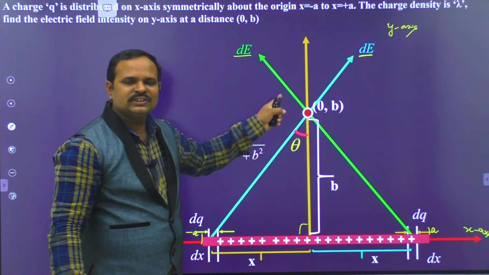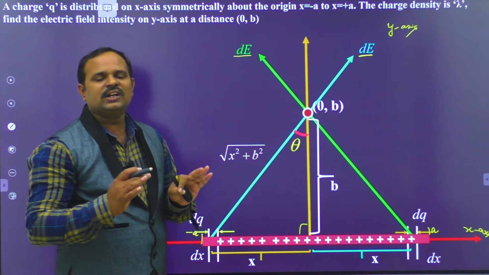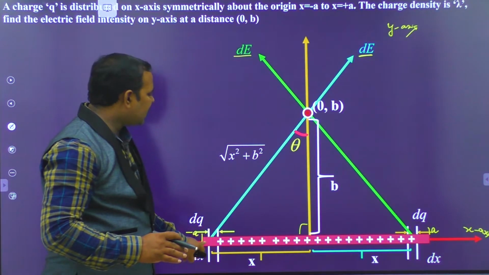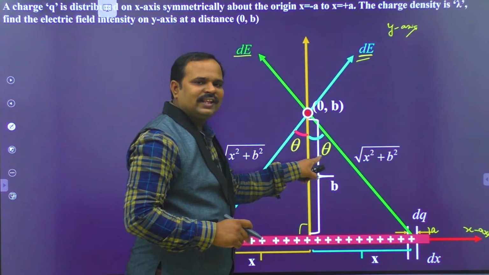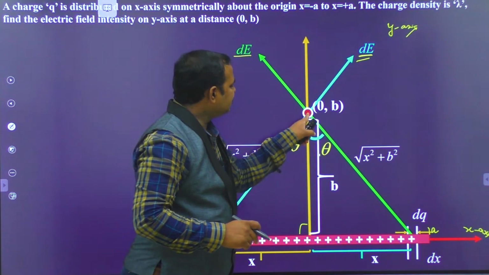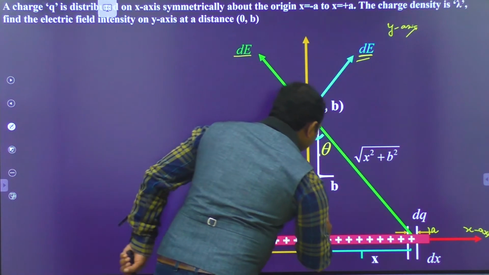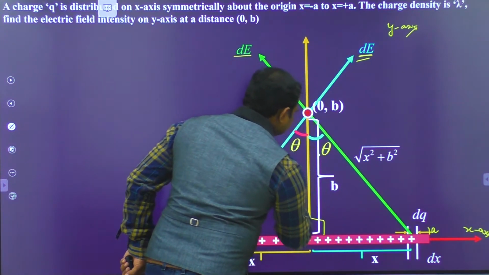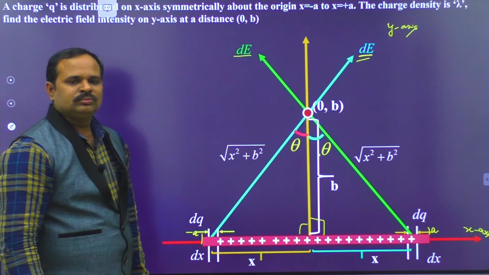Now, there are two electric fields. If we resolve these two electric fields into vertical and horizontal components, then we get the total electric field because of this small charge and this small charge. Here you can see this is the angle theta, similar to this one, and the distance from here to here is root of x square plus b square, because this is again a right angle triangle, where this is b and this is x.